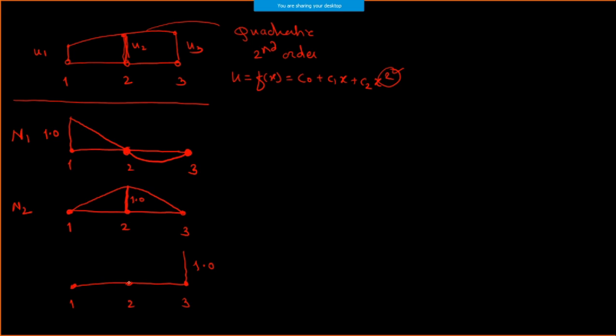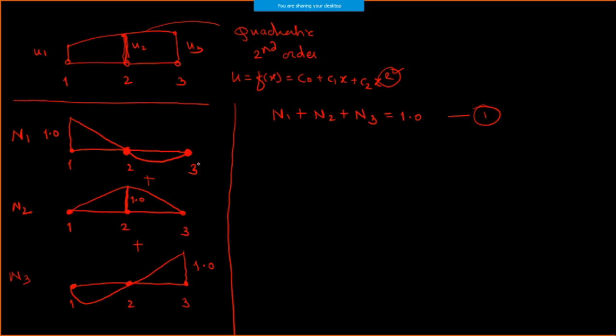Now I need to keep the displacement for the other two nodes at 0. I can now join like this, and I'll get a shape function. So for these three shape functions, if I add all of them, N1 plus N2 plus N3 is equal to 1. This is my first equation.